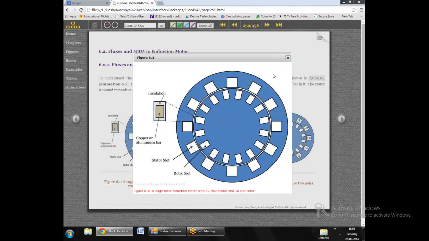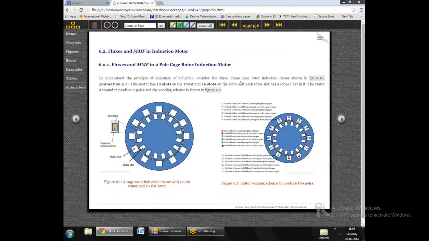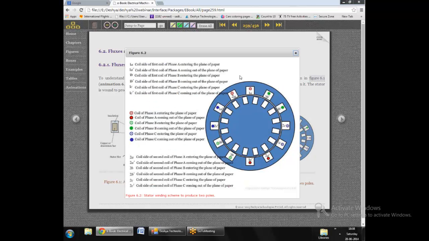It's a very simplified diagram of the induction machine. The slots are not shown in detail over here, this is just for illustration purposes. And here in this second figure we show the winding layout. A single layer winding is considered to keep the analysis and the explanation of the machine simpler. However, in real machines we use double layer windings.